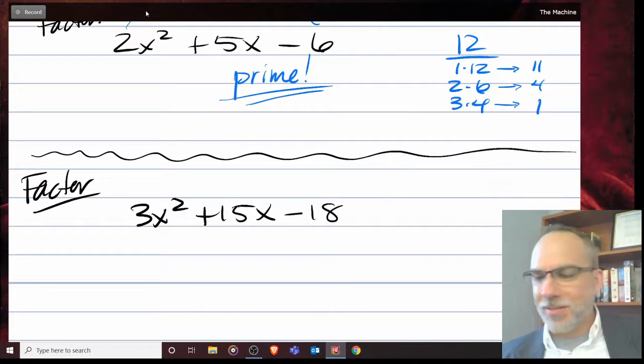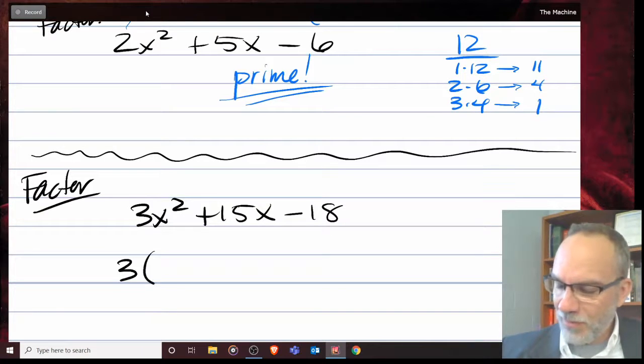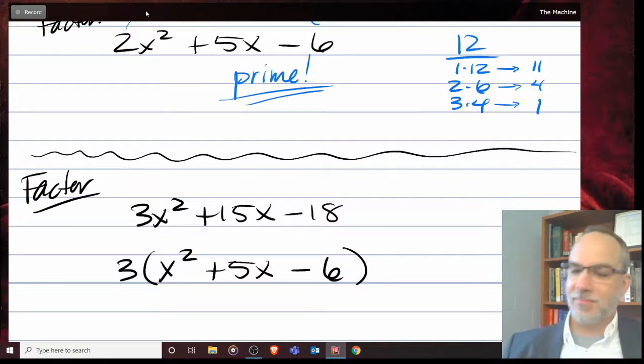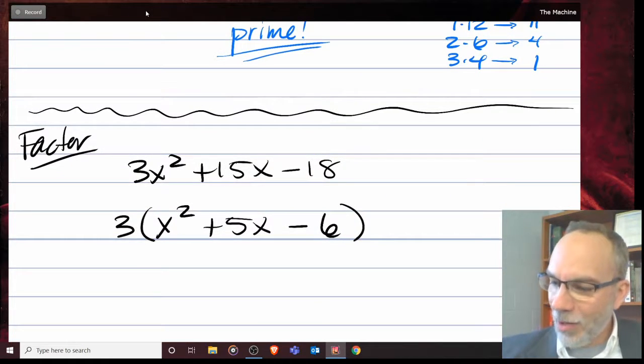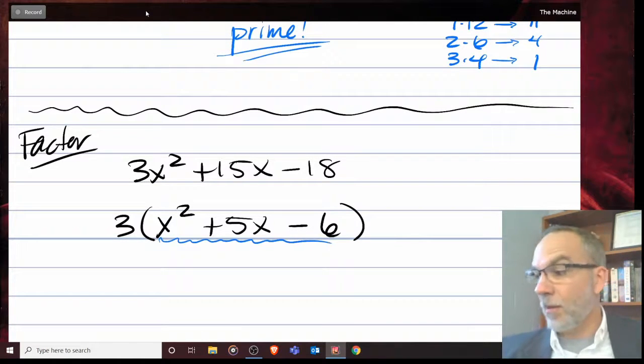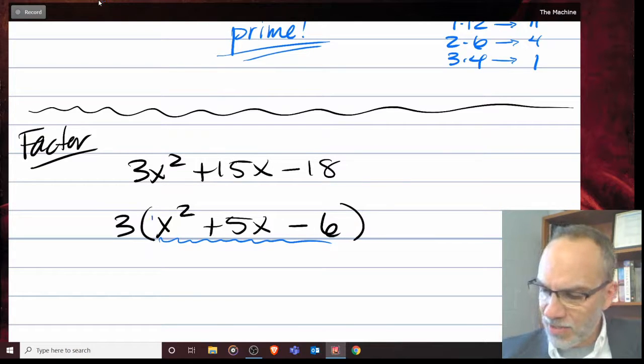All through these, I should have been saying, is there a greatest common factor? And this one there is, right? I can factor the 3 out of everything. That gives me x squared plus 5x minus 6. Now all I have to do is factor the inside part, which doesn't require that I use the AC method because the leading coefficient there on x squared is just 1.